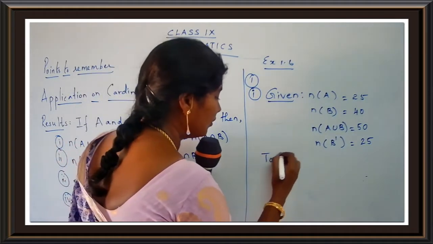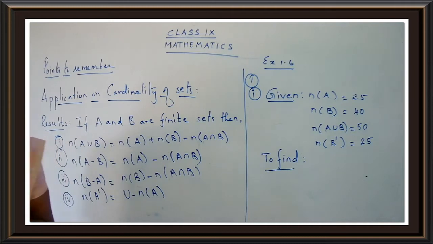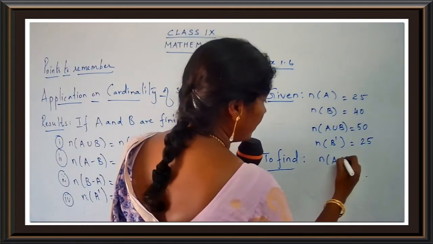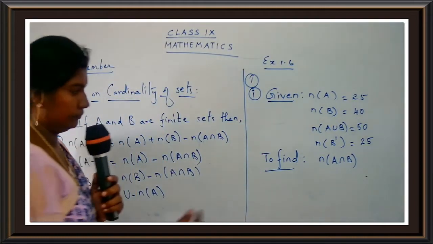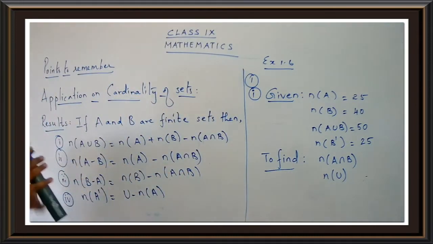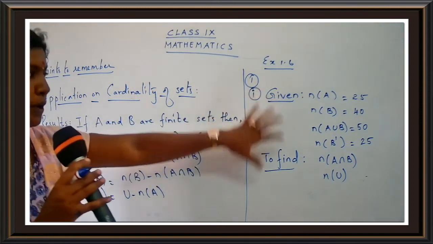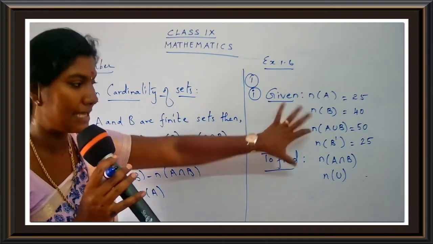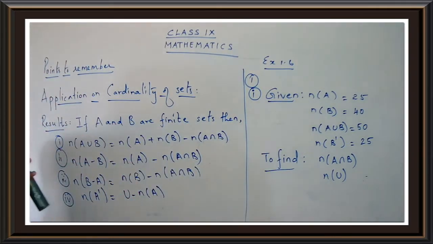So now what are you going to find out? Put here to find. What are you going to find? N of a intersection b, and one more thing, n of u. So we are going to find out n of a intersection b and n of u. This is from the question itself. So from the question, I just get this much information. So these are the parts that are given to us, and these are the 2 things that we have to find out. So just write down given, to find.